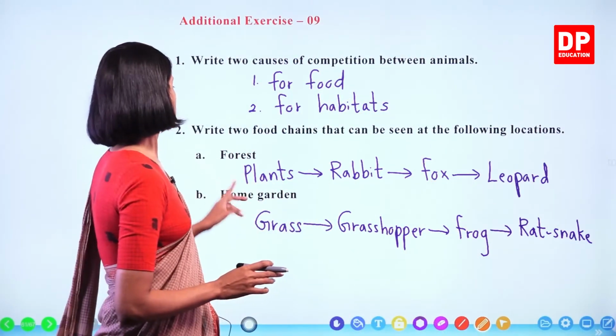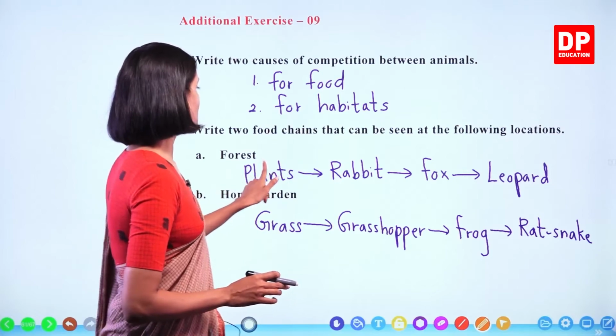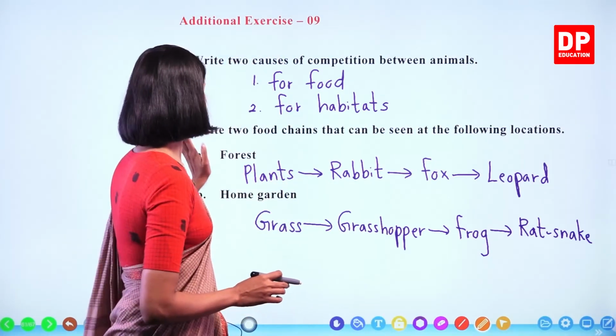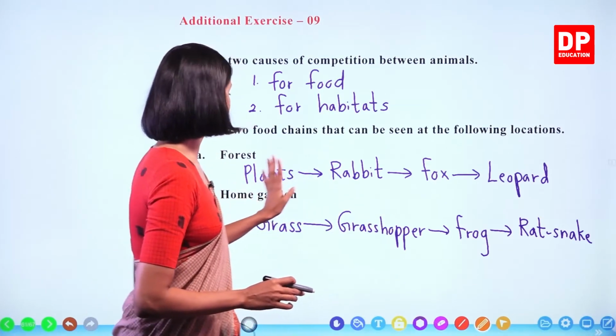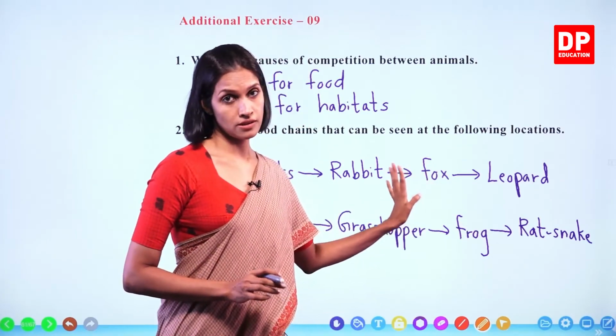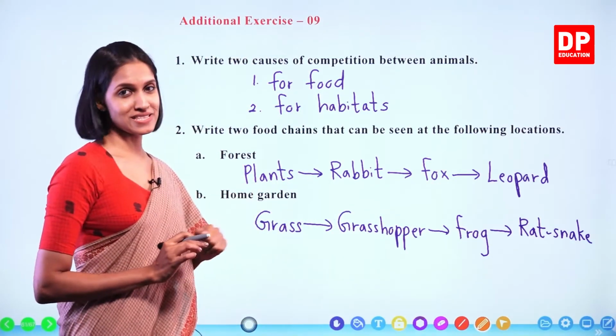Okay? Forest. Rabbit eats plants. Fox eats rabbit. Leopard eats fox. Right? Home garden. Grasshopper eats grass. Frog eats grasshopper. Rat snake eats frogs. Right? We'll move on to the next.